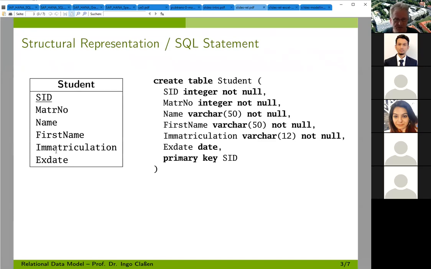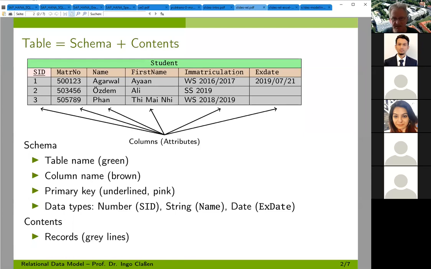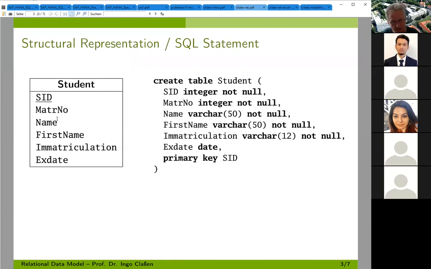That looks quite similar. We have the table name. We have a rectangular box here. Also, the tabular form is a rectangular box, but at the top, we have the student name. Now the columns are not arranged horizontally as it is done here, but they are arranged in a vertical manner, and we don't see any data in that representation. We just see the structure.